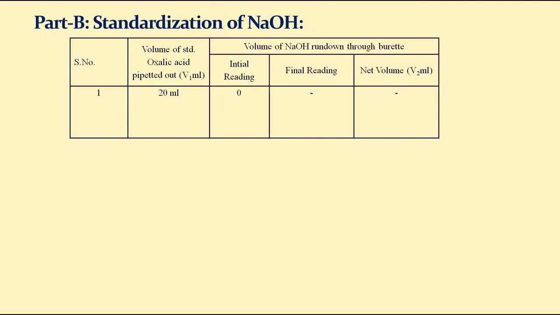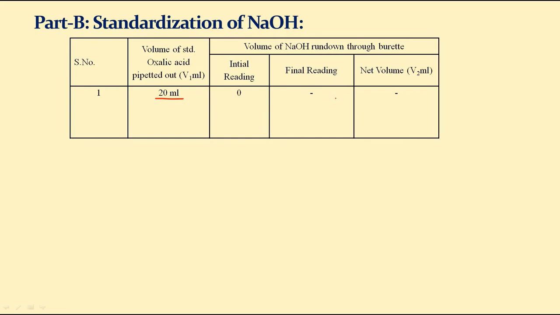And in part B, we have this type of tabular form here. The volume of the oxalic acid pipetted out is always 20 ml; there is no change in the pipette. We use only a 20 ml pipette, and from the burette we drop the sodium hydroxide solution, and where we observe the color change, we stop the cork and note down the volume.